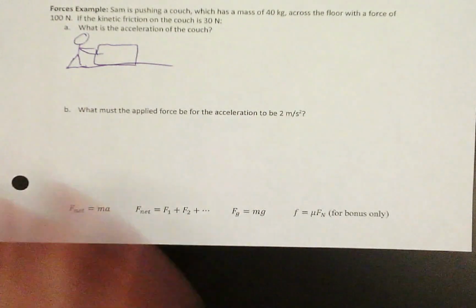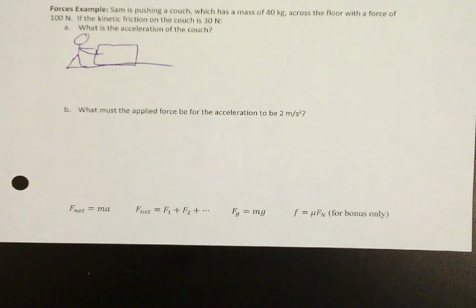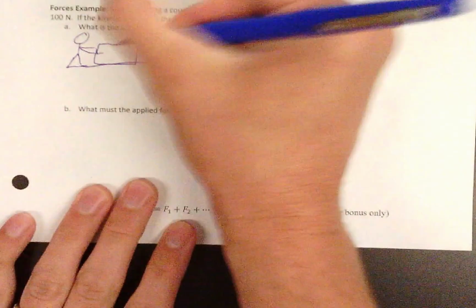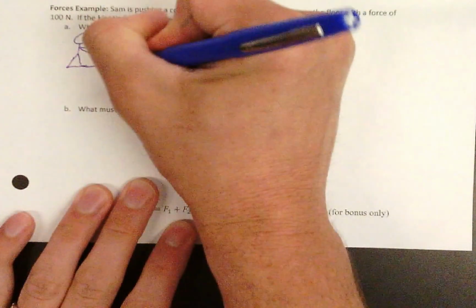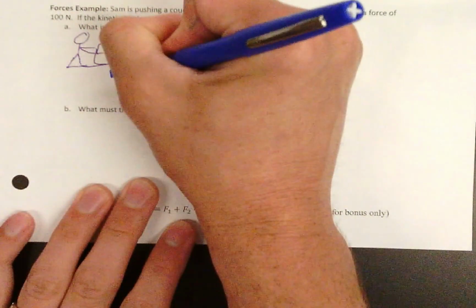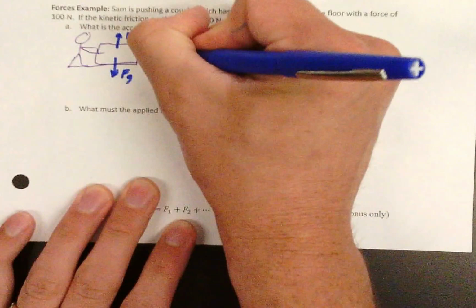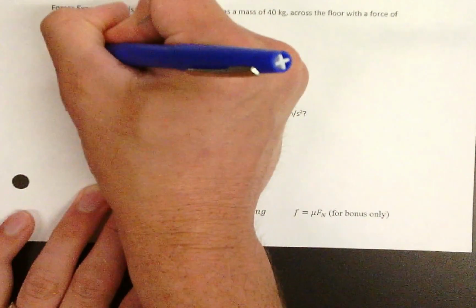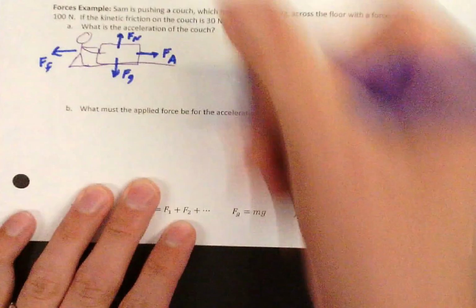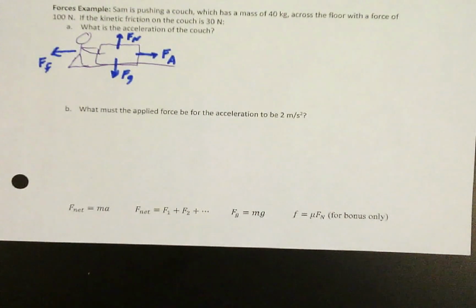Okay. Then I need the three things. I need the forces, the motion, the acceleration. So the forces are normal up, gravity down, applied to the right, and friction to the left. We don't really need to worry about drag on a couch moving across the ground. Technically it's there, but it's so insignificant it's not worth worrying about.